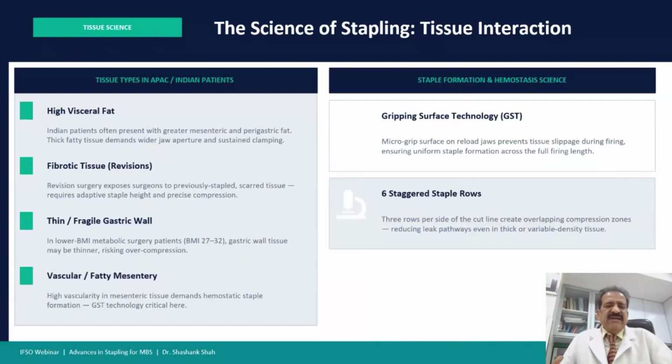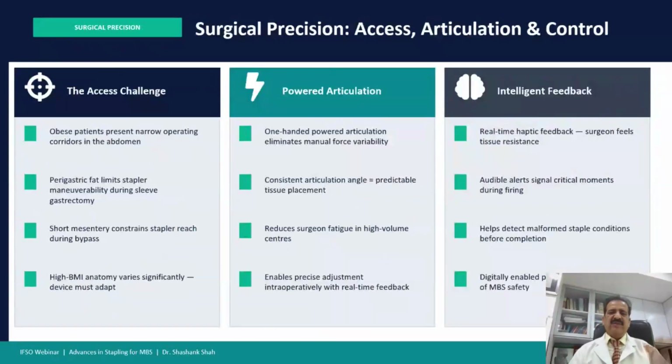Now, with higher visceral fat, fibrotic tissue, vascular tissue, each one needs a different thickness. Definitely for any redo, stapling over stapling, or some areas where tissue thickness is very high, maybe a higher staple height is required, and for the very thin ones, vessels, maybe minimum tissue thickness is required.